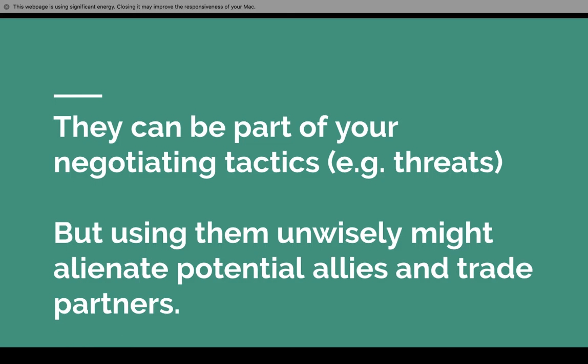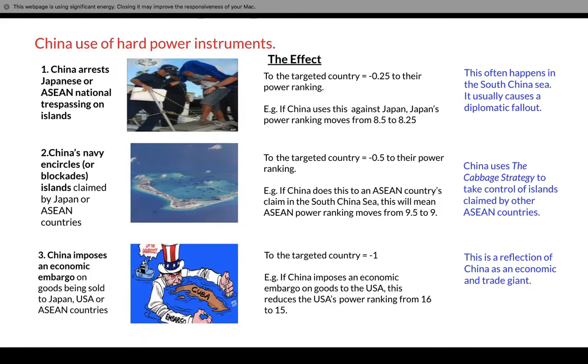You can use threats if you want, but be very careful. By using them unwisely, this might alienate potential allies and trade partners. So you need to be really careful. I would avoid constantly using hard power instruments because you're going to find yourself easily isolated by other countries. But they can be part of your arsenal of negotiations. So let's go through them and how it works.